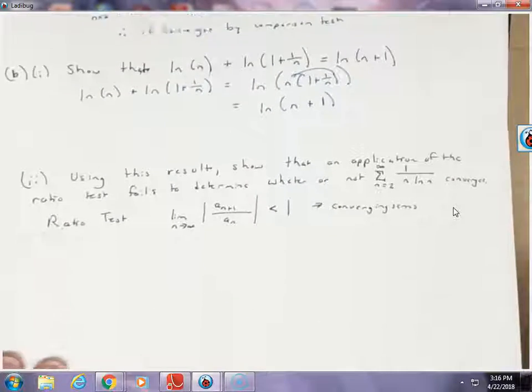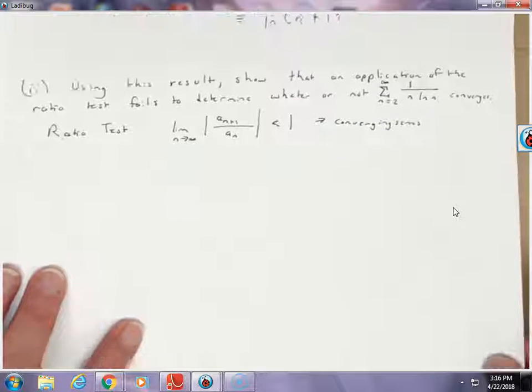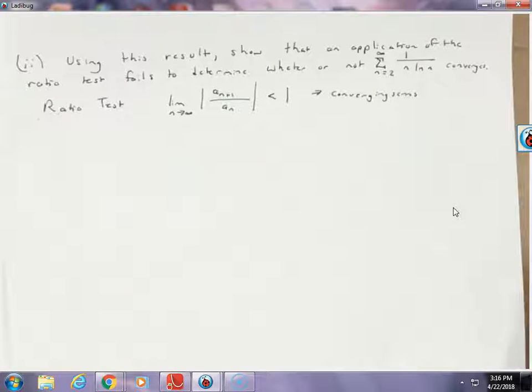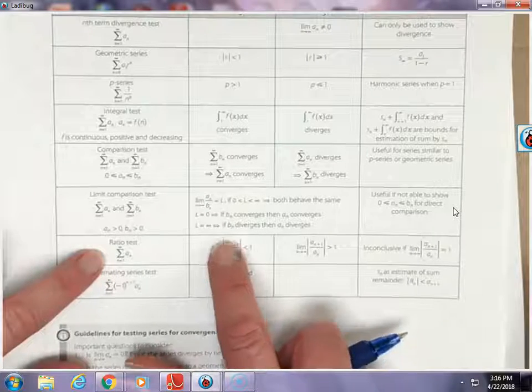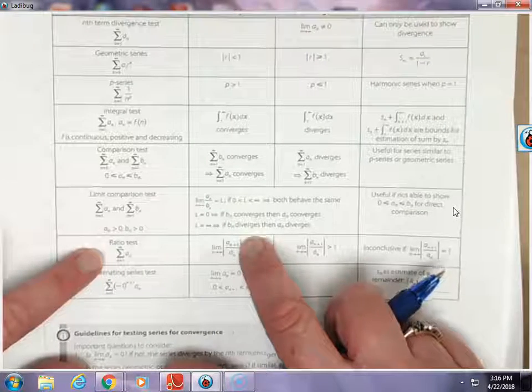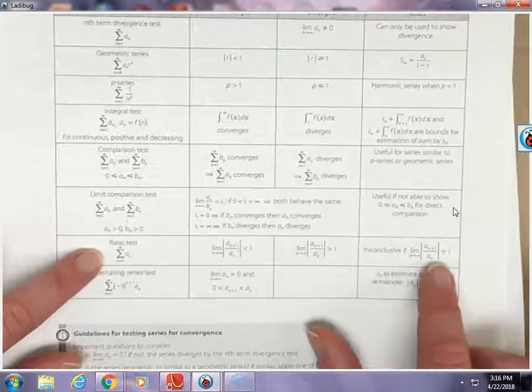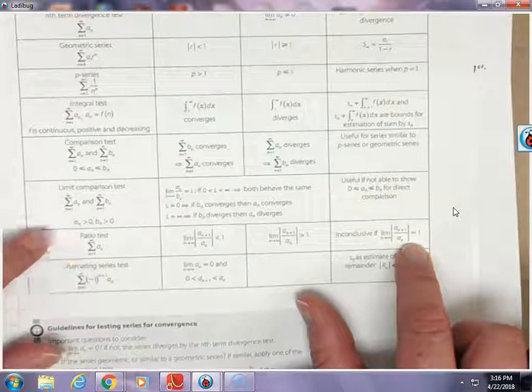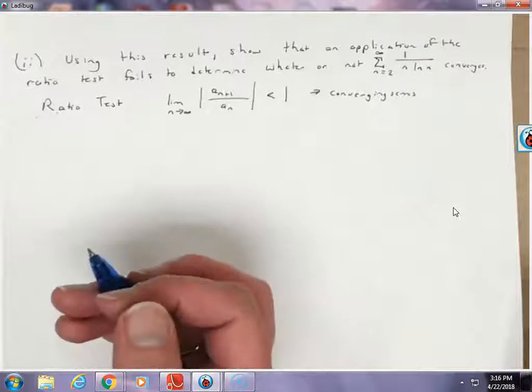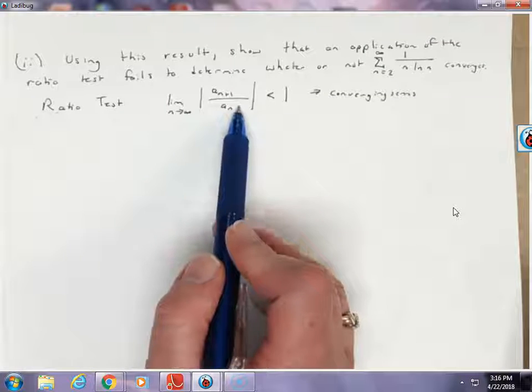So they really just wanted to kind of lead us along the way. Using this result, show that an application of the ratio test fails to determine whether or not that converges. So think back to your ratio test. You're finding the limit as n approaches infinity of the absolute value of the n plus first term over the nth term. And if they think that it's not going to work, it's going to equal 1, the one where we cry.